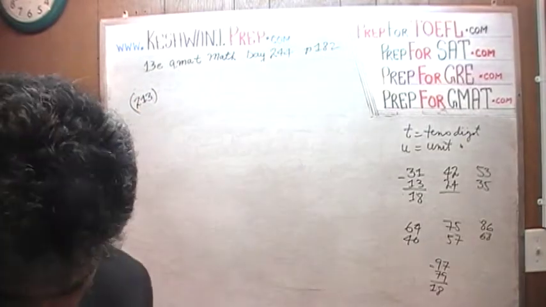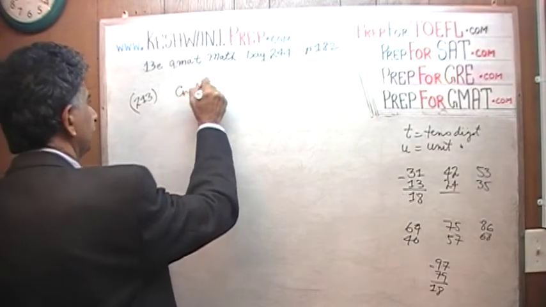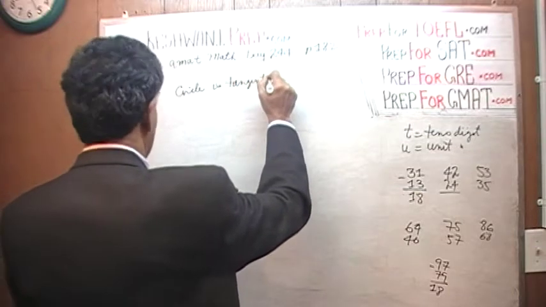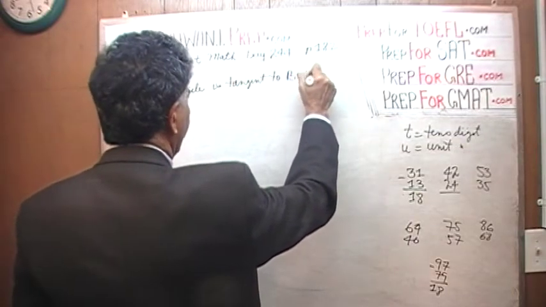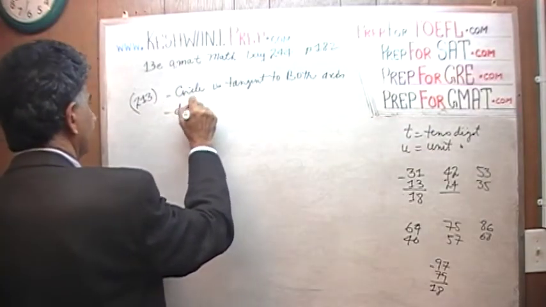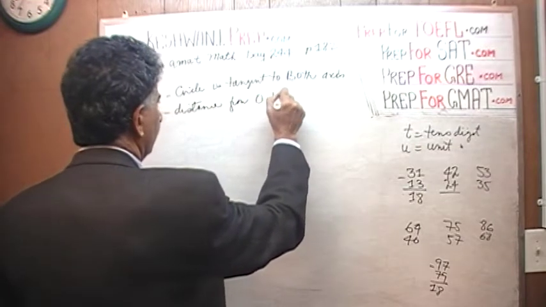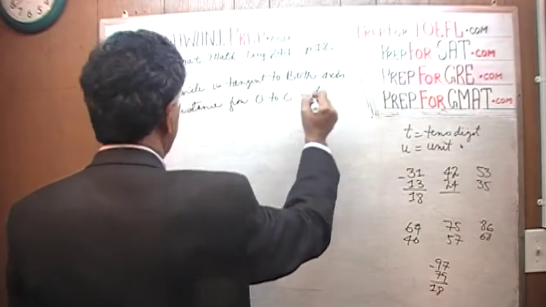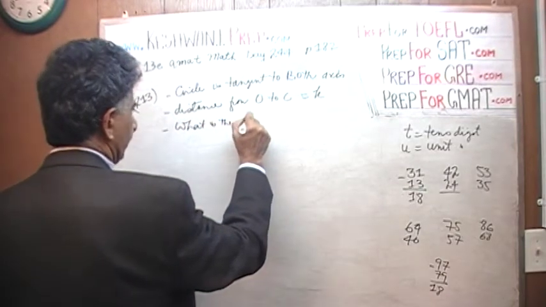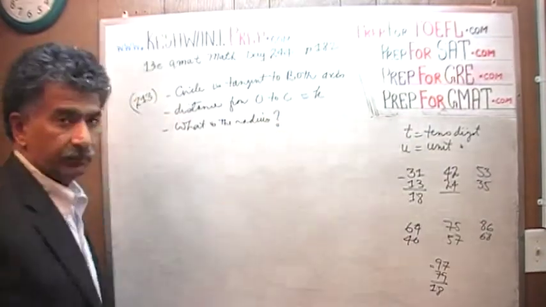In 213, we are given a circle which we are told is tangent to both axes. We are also told that the distance from O to C is K. The question simply is, what is the radius? Obviously in terms of K.